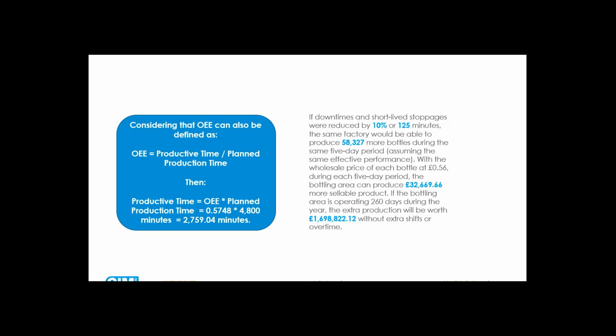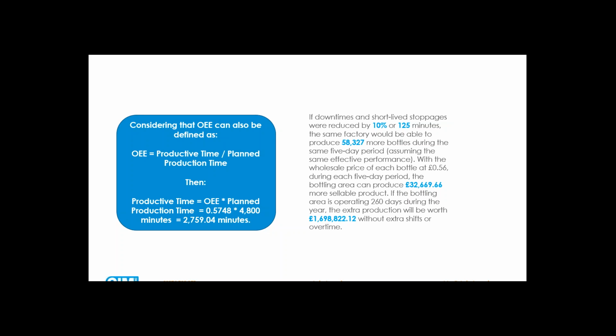So the example here is if we take a 10% reduction of our availability loss time, so we're going to improve by 125 minutes, and assuming that during those 125 minutes we ran at the same average speed that we ran at beforehand, we would be able to produce an extra 58,327 bottles during the same 5-day period. Let's say, for example, there's a wholesale price on that bottle of 56p. During that 5-day period, we could have, if we'd improved our availability losses by 10%, made an extra £32,669 worth of saleable products.